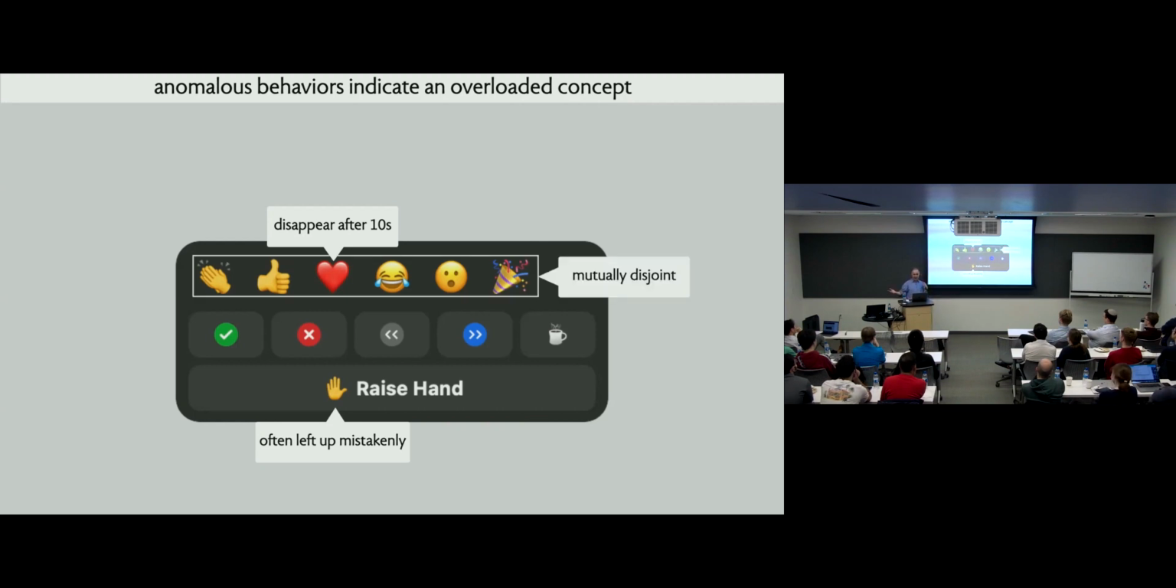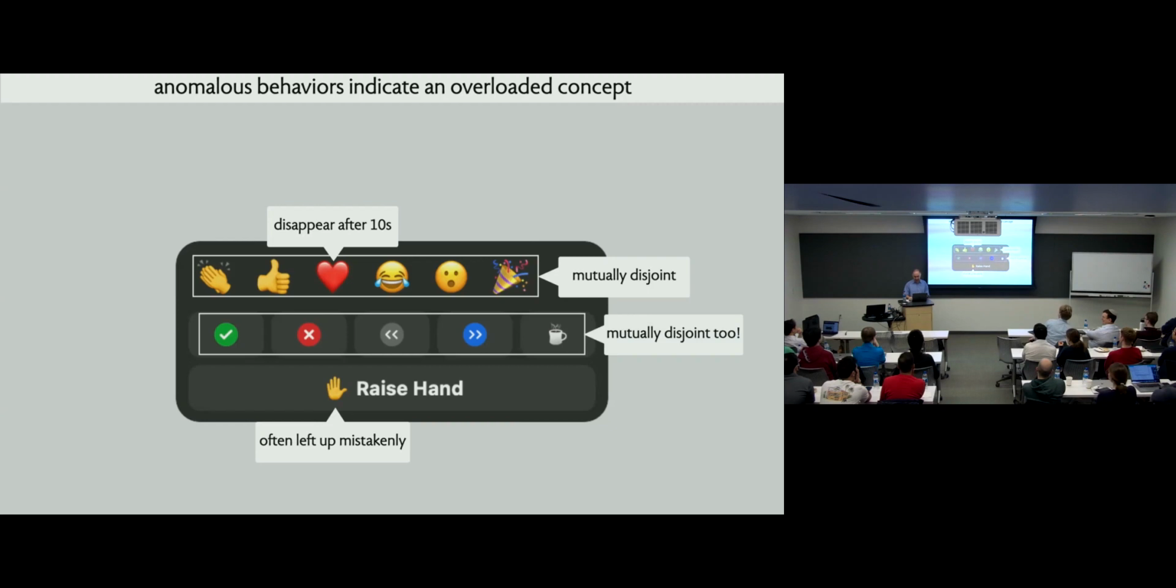Sort of makes sense, right? Maybe if I clap and then I say I really love someone, I want my clap to go away because I've upgraded my emoji. I don't know, right? It sort of makes sense. But weirdly, these are mutually disjoint too.